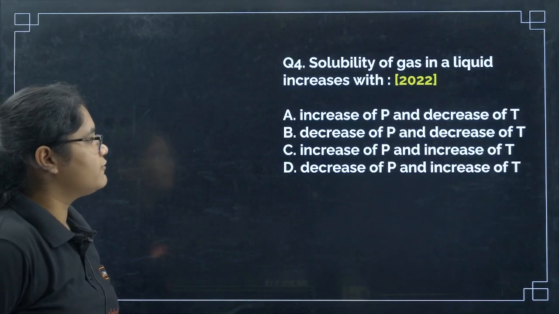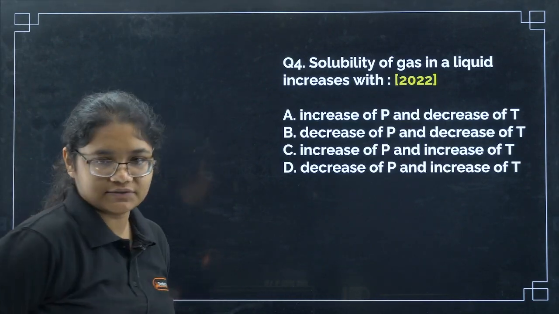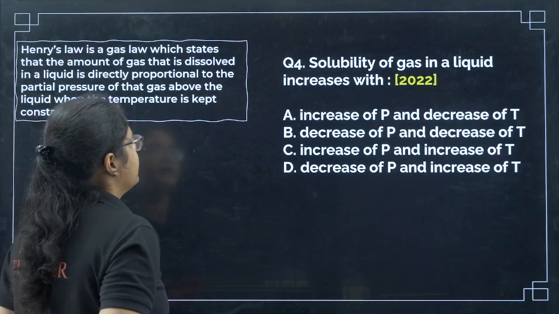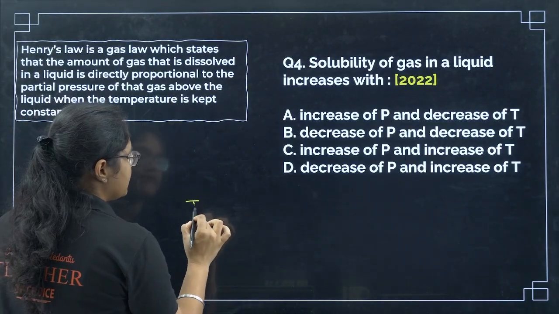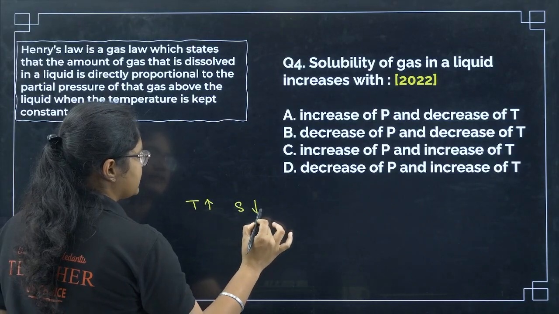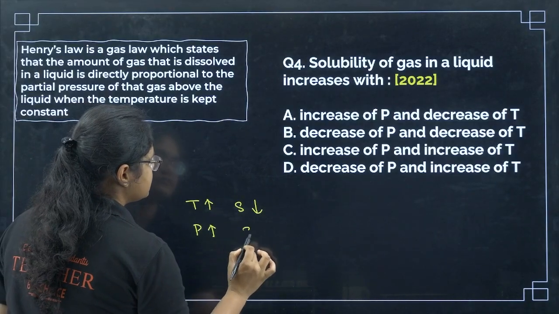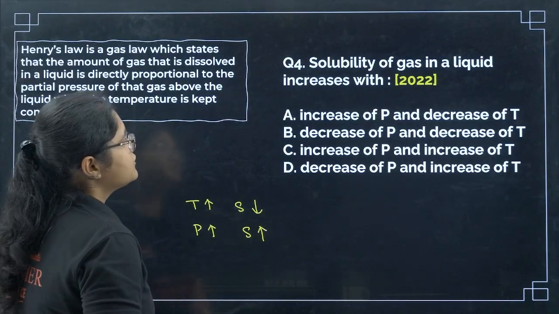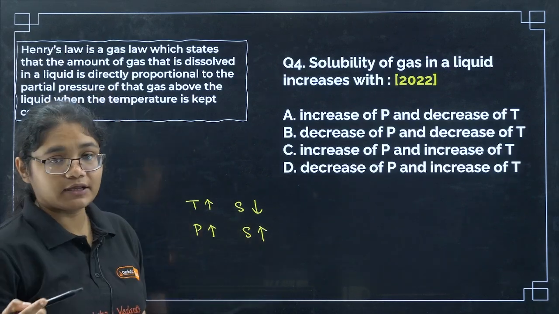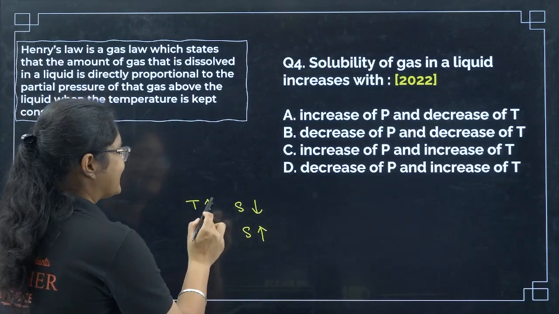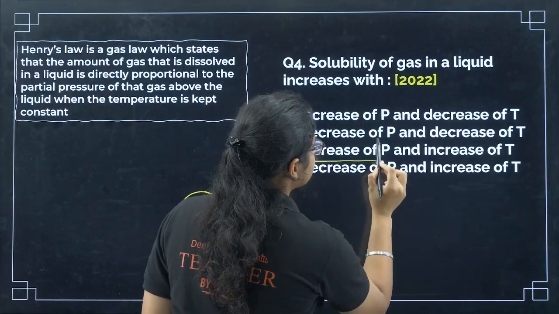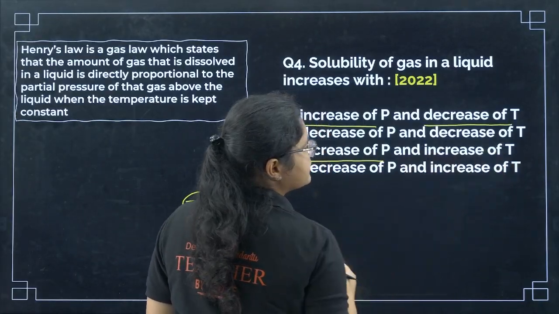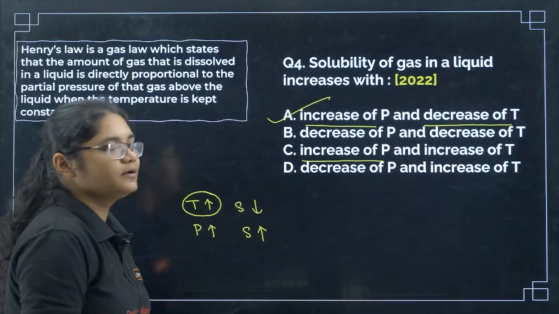Next, solubility of gas in a liquid increases with. So just now we have discussed, it has 2 factors. If temperature increases, solubility decreases; pressure increases, solubility increases, right? So solubility of a gas in a liquid increases with decrease in temperature, right? So I can say increase of pressure and decrease of temperature, option A here.